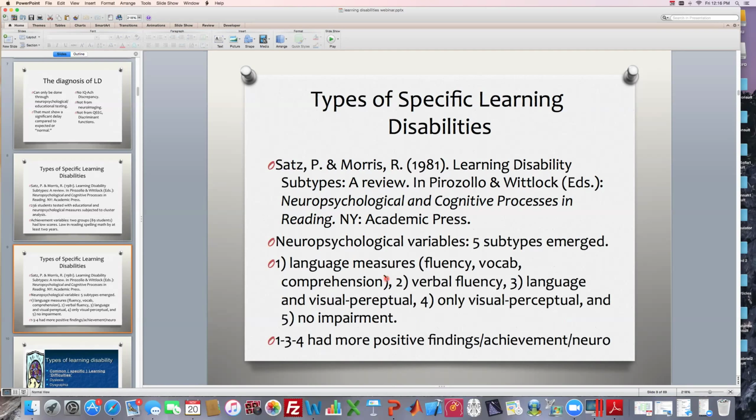So essentially we emerge from this with the idea that there are different clusters of cognitive findings related to learning disabilities. One being a group that shows mainly delays in language processing and functioning. Second, a group that shows mainly delays in visual perceptual processing. And third, a group that shows both. And we'll talk more about that as we move forward.